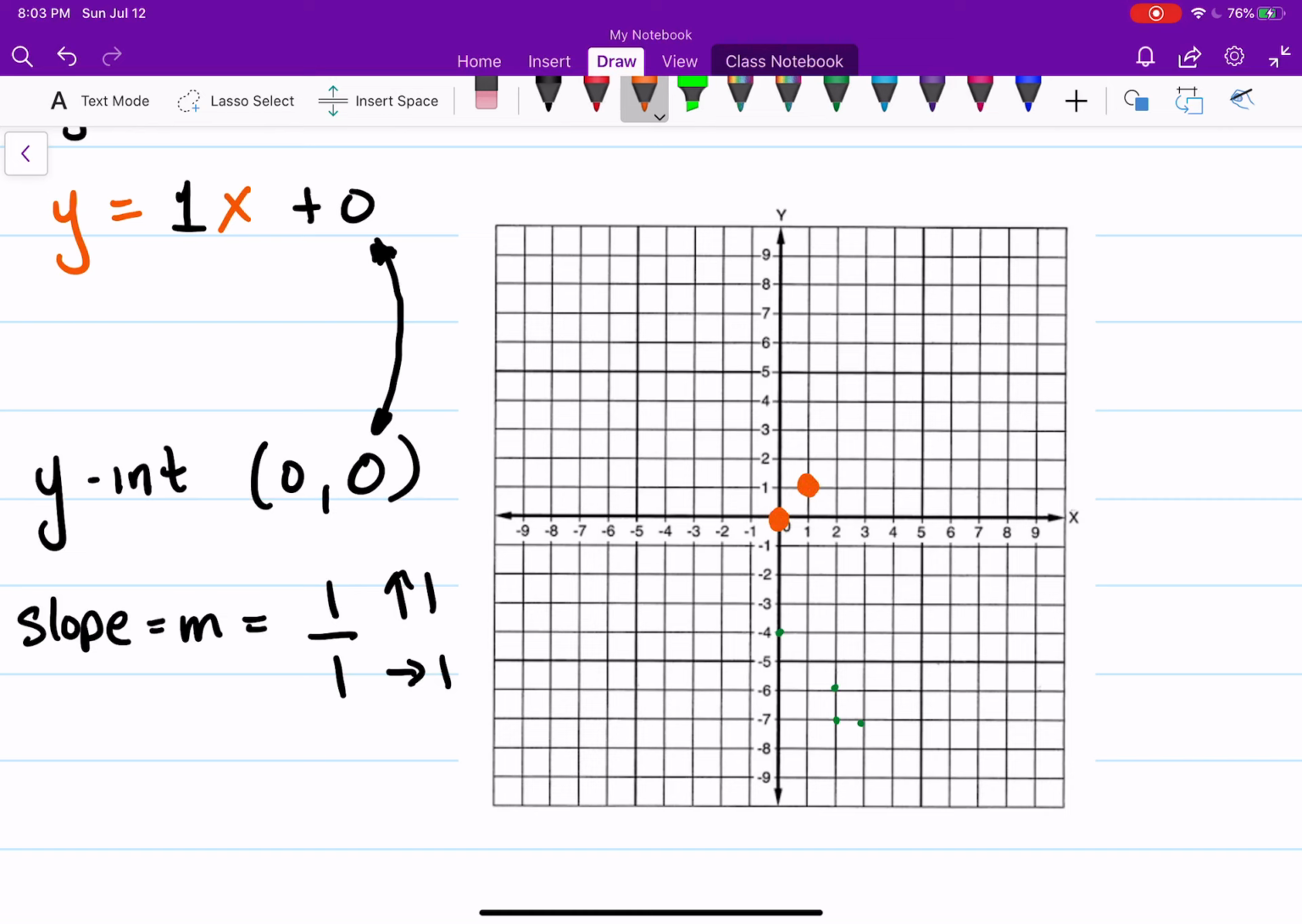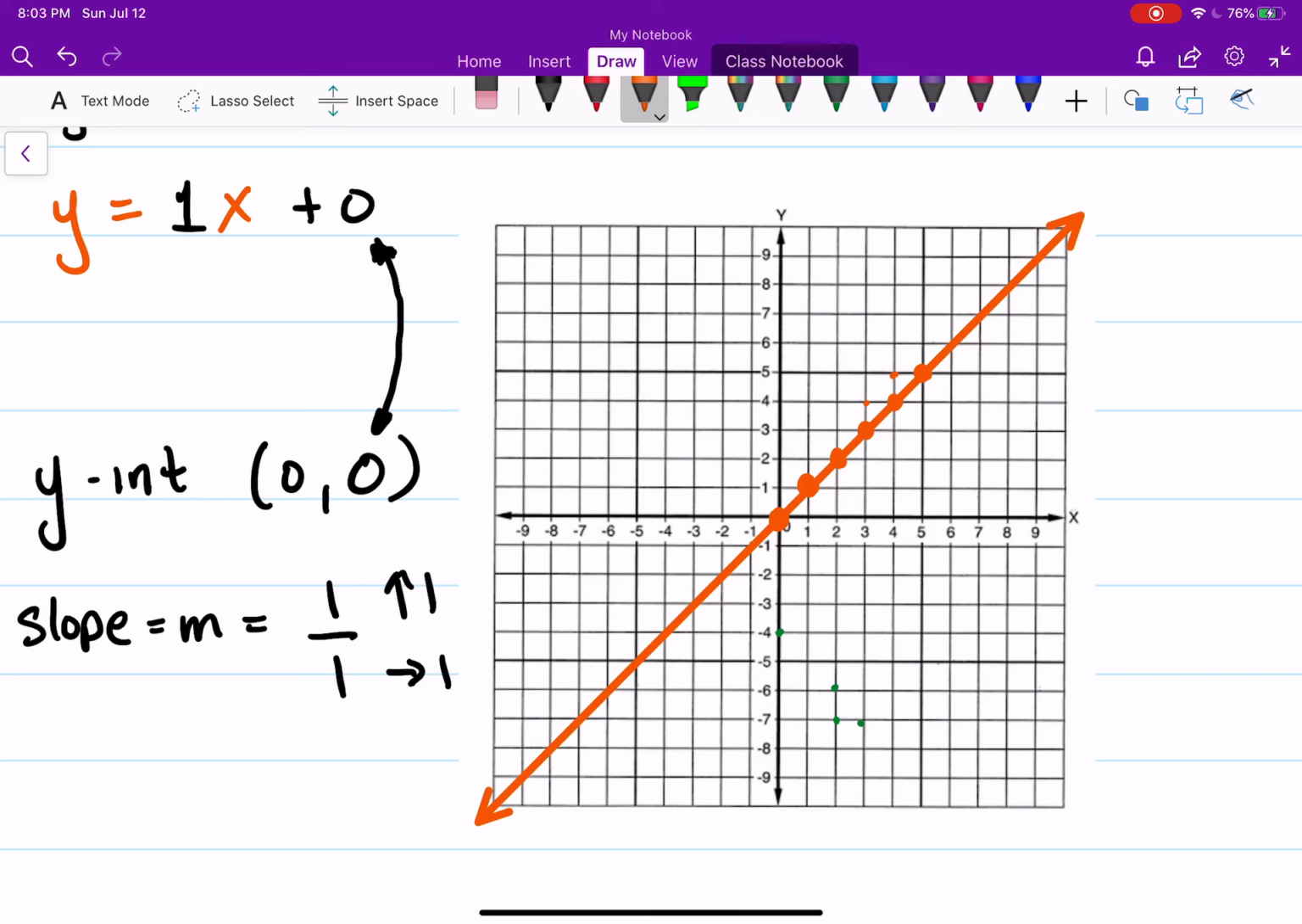Now, if you want to, you can keep on going. You can keep on moving up 1, right 1, up 1, right 1. You could do that if you want to, but you only need 2 points to draw a line. If anything, when you do more, it just helps the picture look better and more accurate.